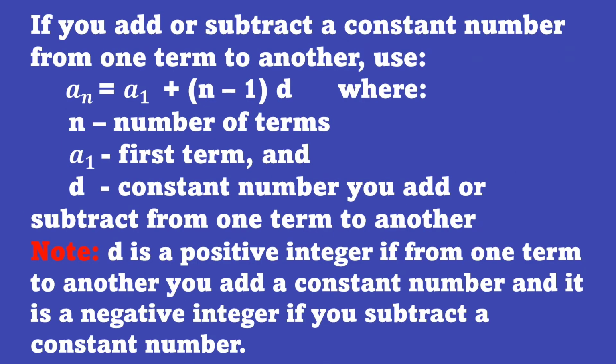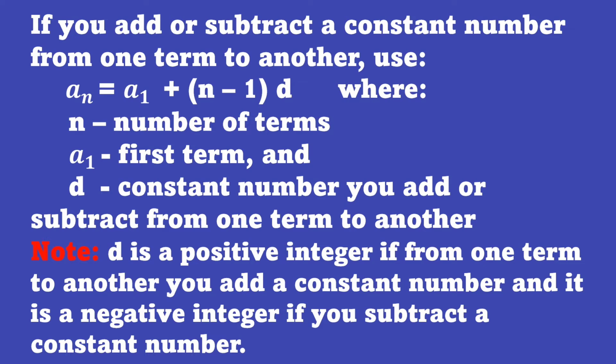We have already discussed in the topic generating patterns that if you add or subtract a constant number from one term to another, use the general term a sub n equals a sub 1 plus n minus 1 times d, where n is the number of terms, a sub 1 is the first term, d is the constant number you add or subtract from one term to another.